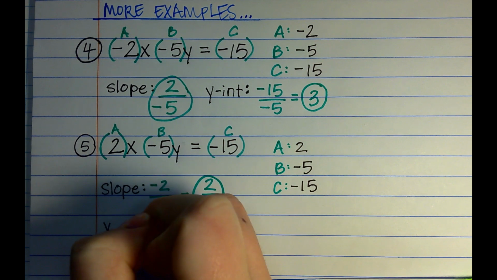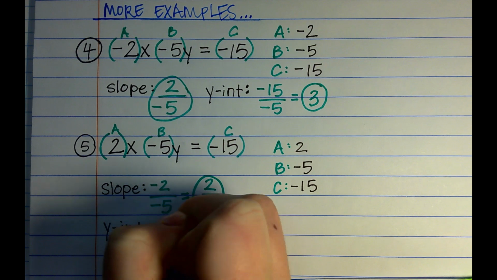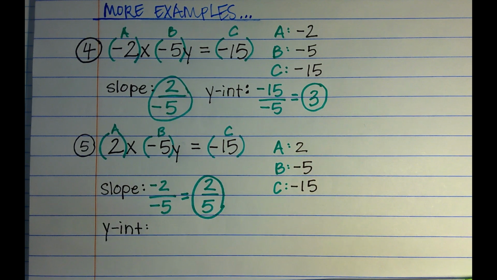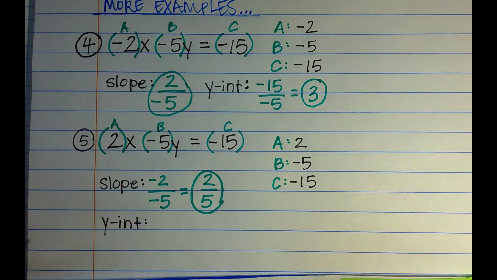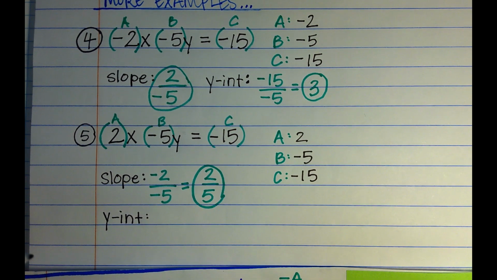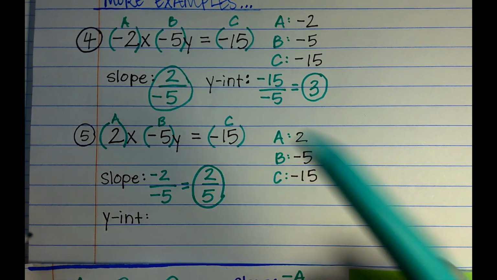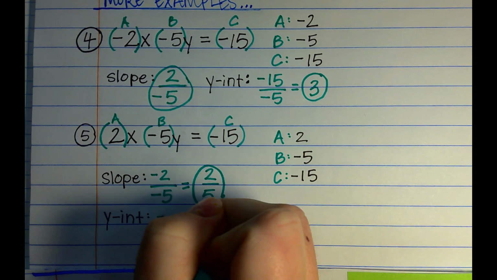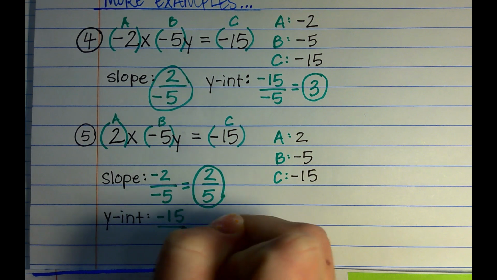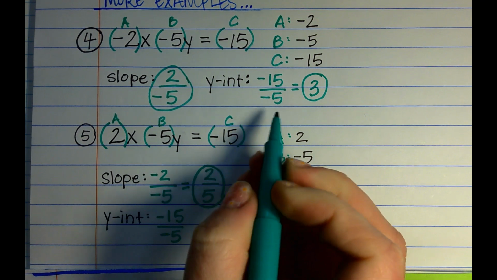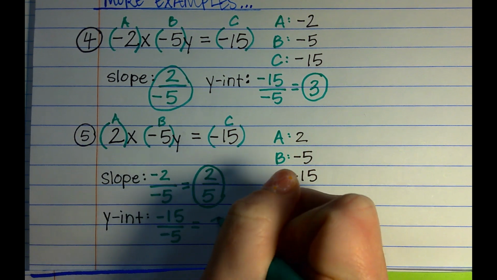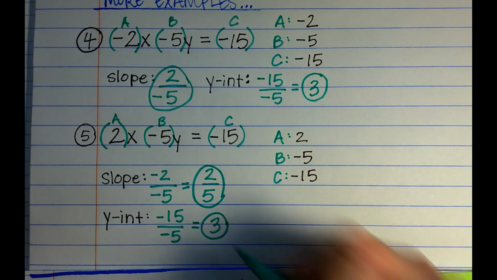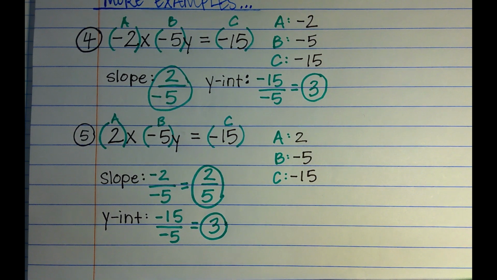Now let's look at our y-intercept. What letters do we need for the y-intercept? C over B. So negative 15 over negative 5, exact same as the last one. What does that simplify to? 3, positive 3. Good, good, good.